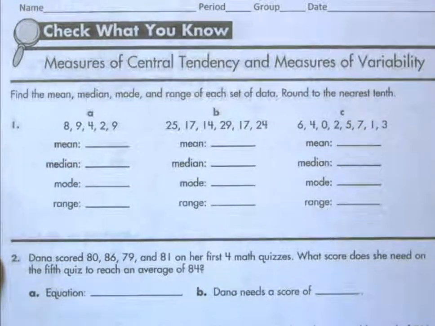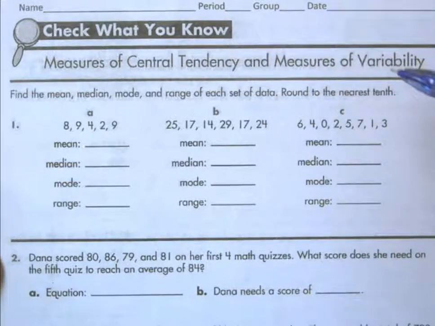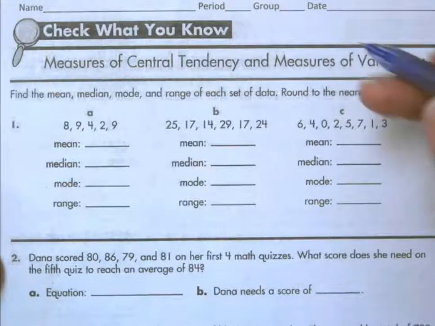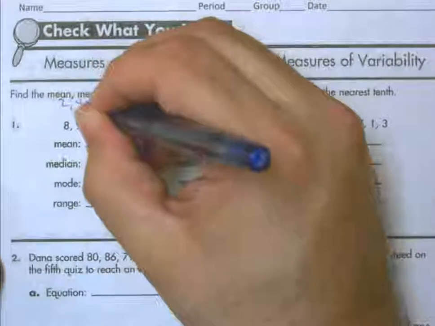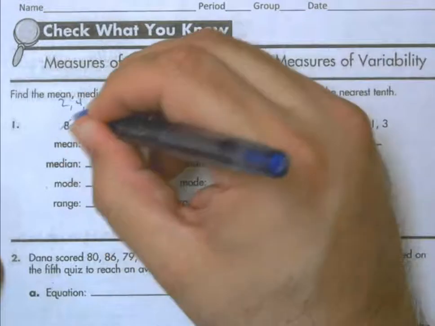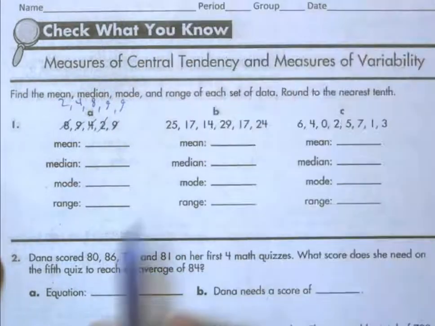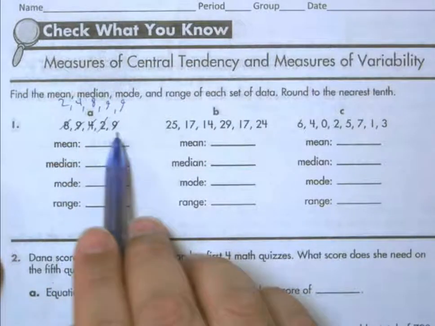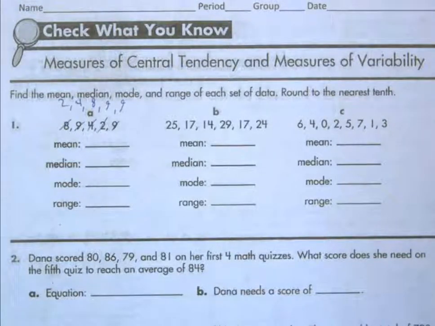And so for number one, I'll go ahead and do that with you guys. So the first thing I need to do before I do anything is put them in order from least to greatest. My smallest one is 2, then 4, then 8, 9, and 9. I like to count them also: 1, 2, 3, 4, 5, 1, 2, 3, 4, 5. So it does match, and so I know I have all my data pieces. I'm good to go. To find my mean, I'm going to add them all up, and then divide by the number of numbers. So we'll go ahead and do that now.